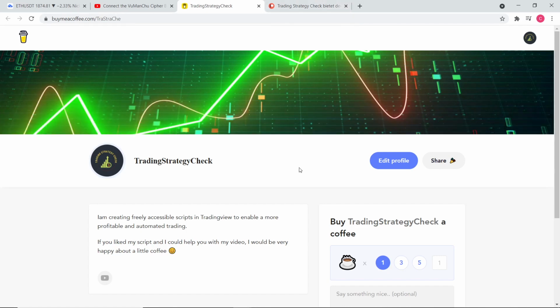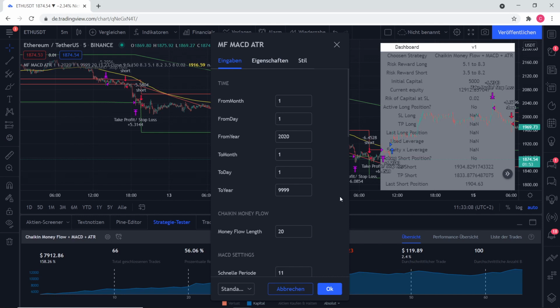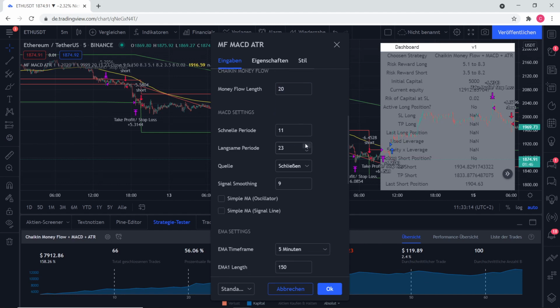I will now introduce you to the settings options, then the table. In the upper area you can set the time of the backtest. Below that is the Chaikin money flow. The length indicates up to which period the money flow amounts should be summed up. The 20 corresponds to 20 days.